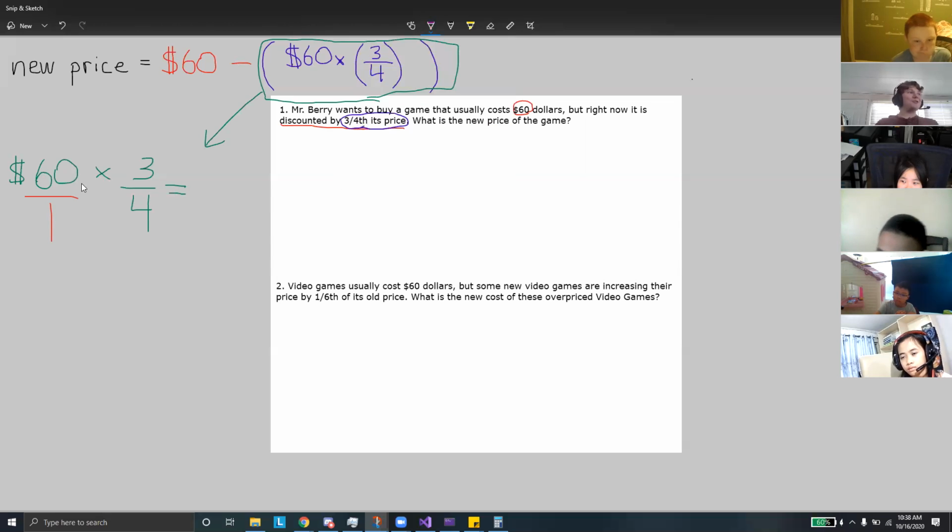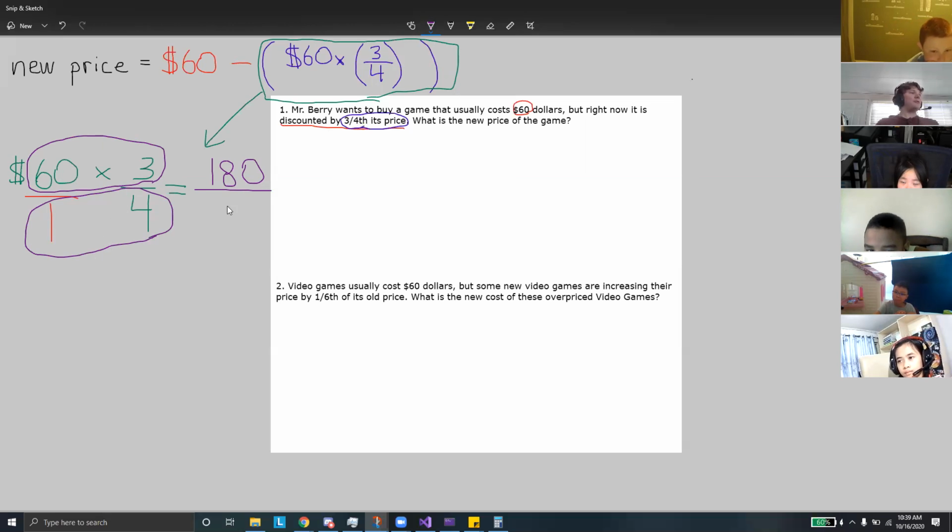Okay, so now we're going to multiply these two values. So in order to do that, we're going to do the top number times the top number. 60 times 3 is 180. And then the bottom number is the bottom number times the bottom number. 1 times 4 is 4. Okay, so this number is how much our game is discounted by. This is how much our price is going down. Now, we can't just write 180 over 4. We have to find out what that is.